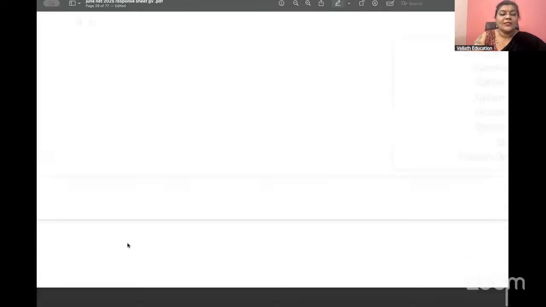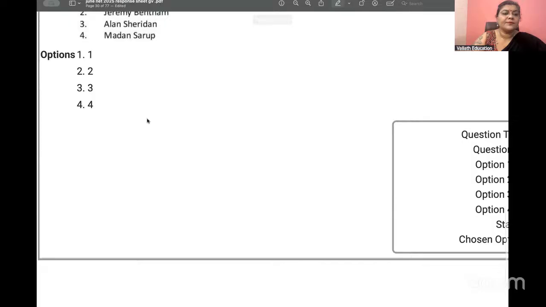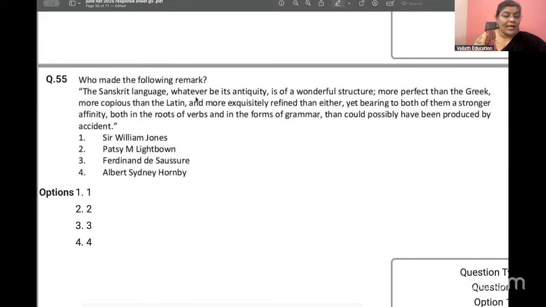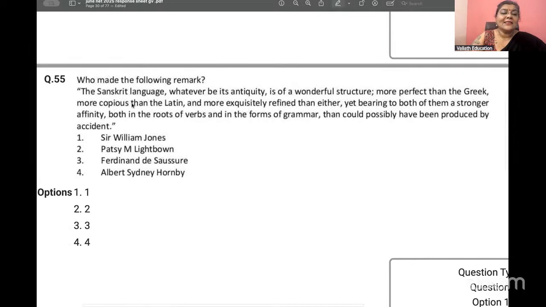Okay, now let us go on to the next question. Question number 55. Who made the following remark? You are telling yourself, I don't know anybody's remark, but let me read this. It is easy. The Sanskrit language, whatever be its antiquity, is a wonderful structure. Then you look at the options.